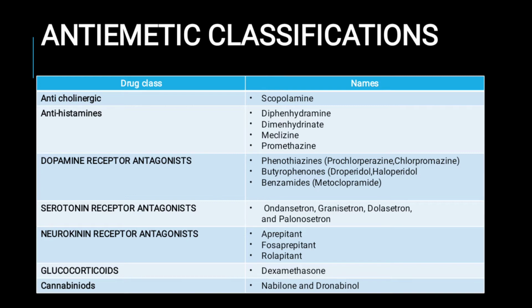Serotonin receptor antagonists include ondansetron, granisetron, dolasetron and palonosetron. Neurokinin receptor antagonists include aprepitant, fosaprepitant and rolapitant. Glucocorticoids include dexamethasone, and cannabinoids include nabilone and dronabinol.